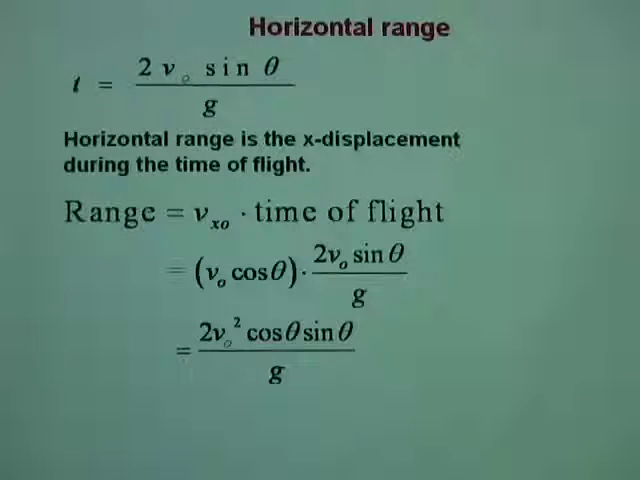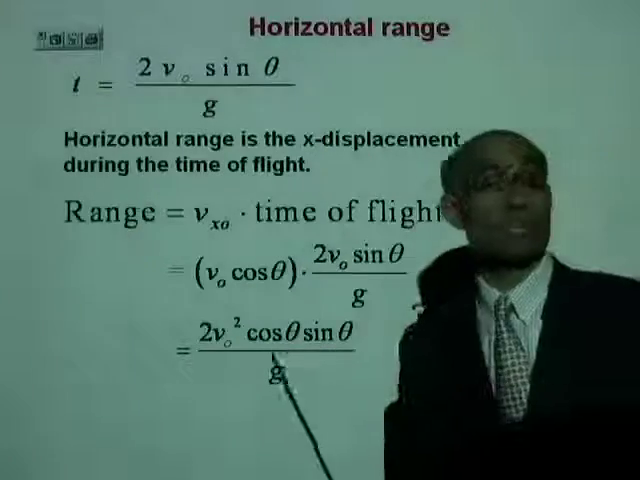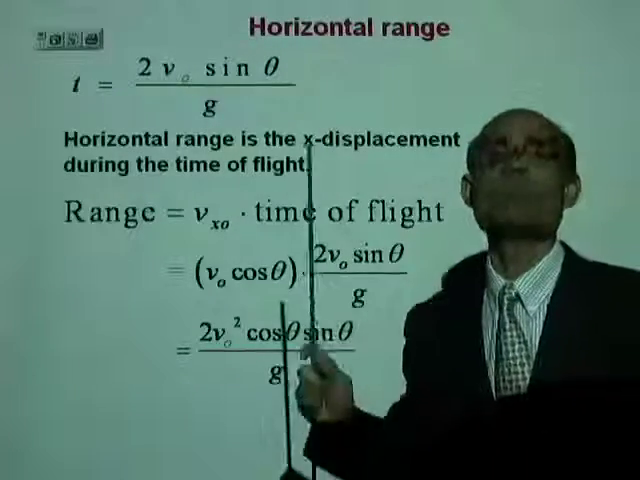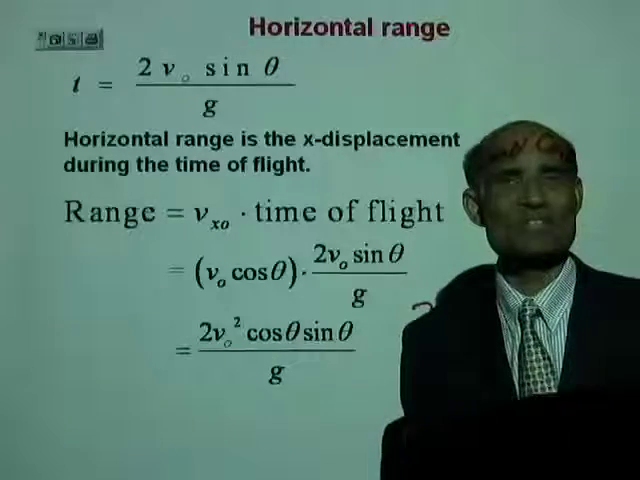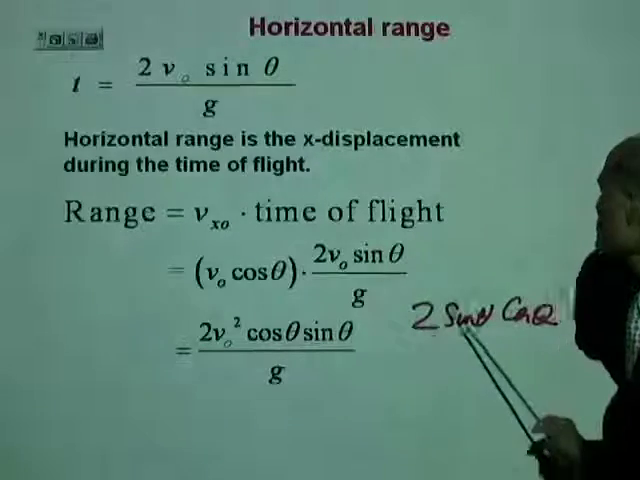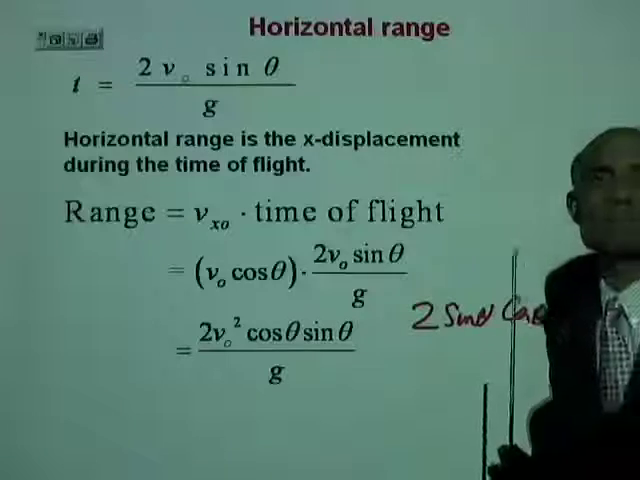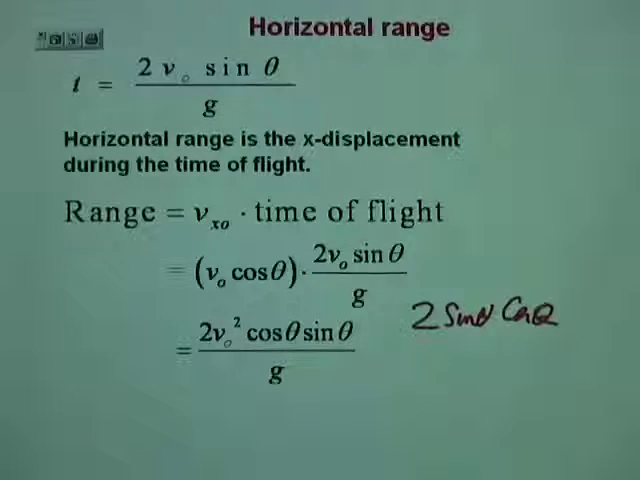Alright, let me ask you this. I don't think many of you will recall. What does 2 sin theta cos theta represent? Can you remember an identity that you probably learned in trigonometry? You have most certainly learned that in trigonometry. What is 2 sin theta cos theta equal to? Well, 2 sin theta cos theta equals sine of 2 theta.